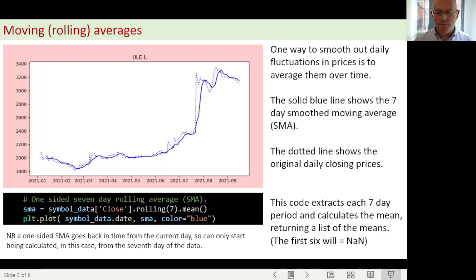Just to recap, we're taking the symbol data, the closing share price, we're extracting every 7-day window from that data set, and we're calculating the mean for those 7 days and putting that back into a list to allow us to plot the solid blue line, which we're doing with that plot call just beneath in the code.